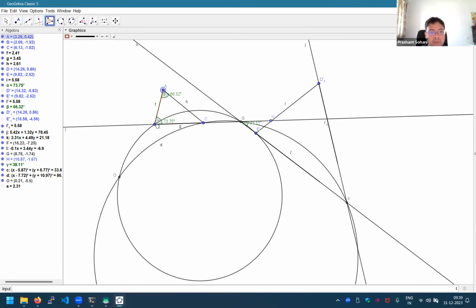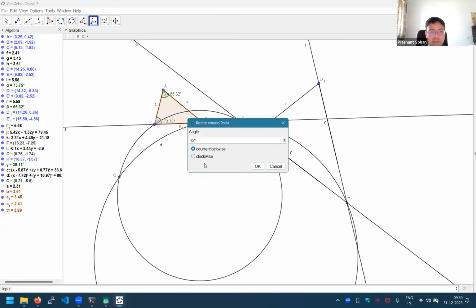For that, let me convert this into a polygon. So let us do the rotation first. I'll rotate this triangle around my center O. I have to do it clockwise with angle gamma.